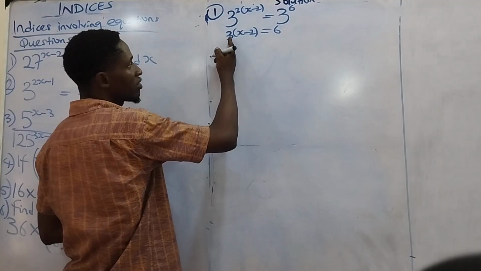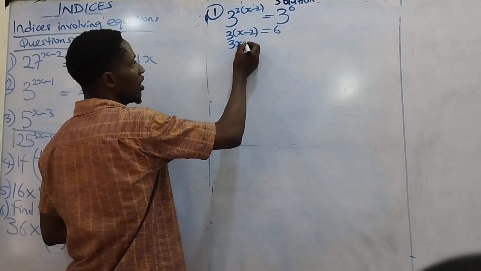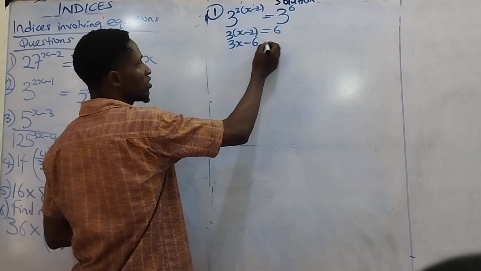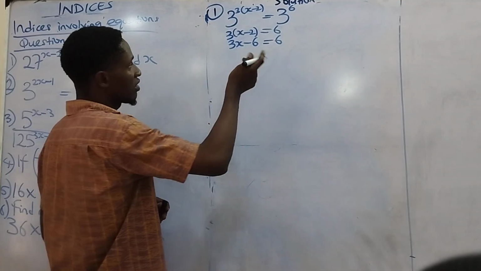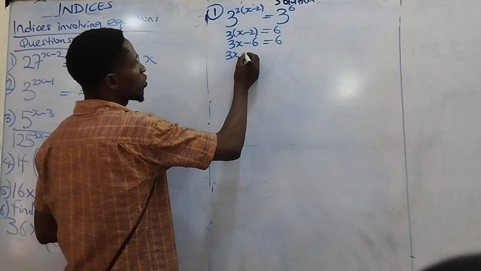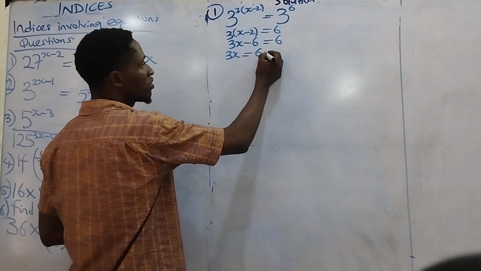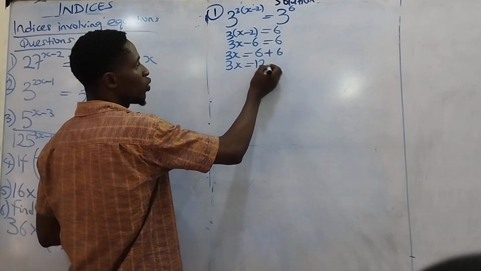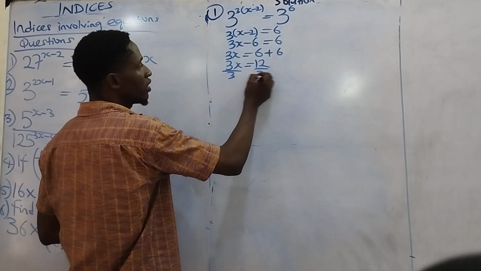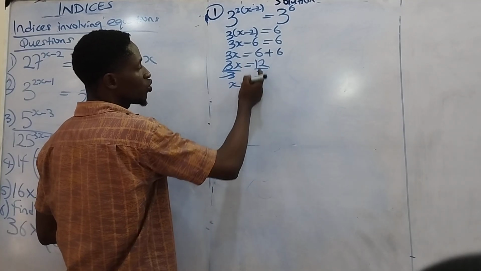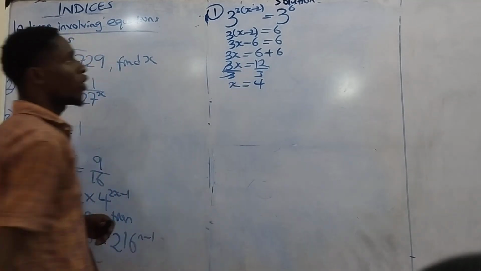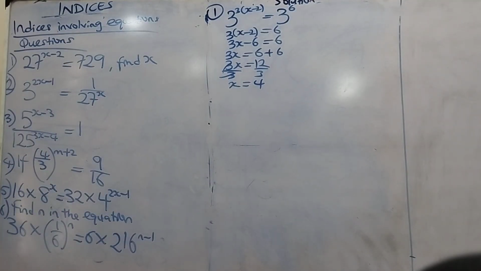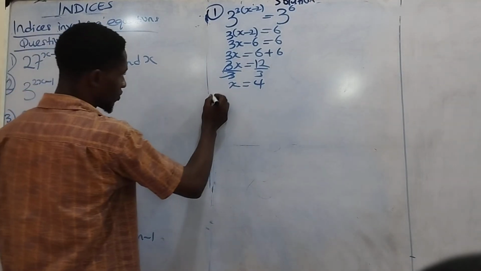Let's open the bracket. 3 times x is 3x, minus 3 times 2 is 6, is equal to 6. You collect like terms. 3x is equal to 6, when minus 6 comes here it is plus 6. 3x is equal to 6 plus 6, which is 12. Divide both sides by 3. So our x is equal to 12 divided by 3, which is 4. As easy as that.